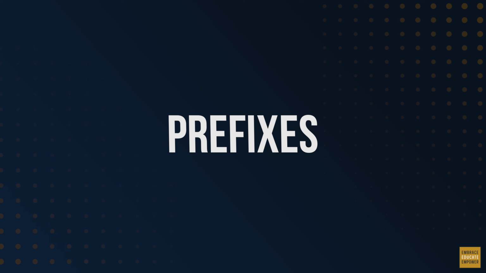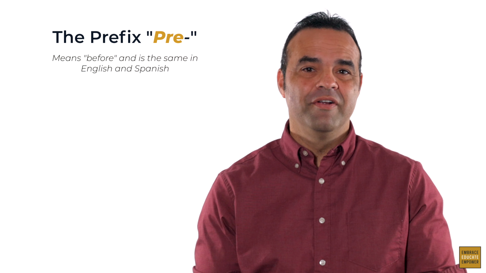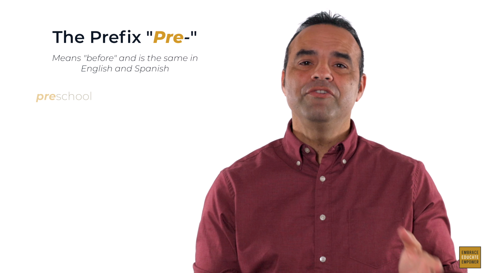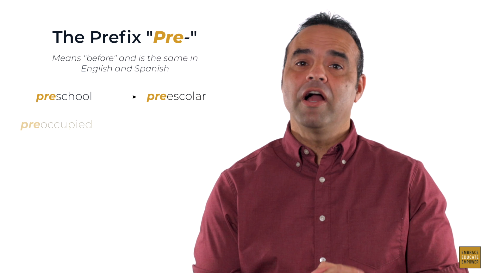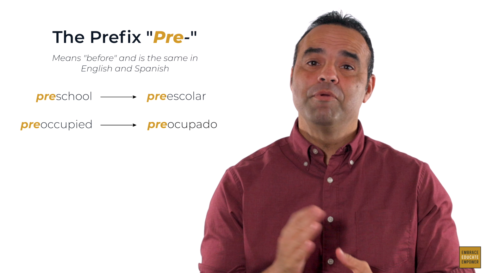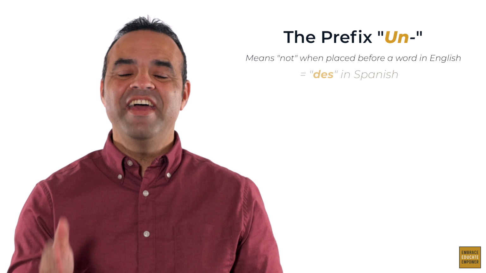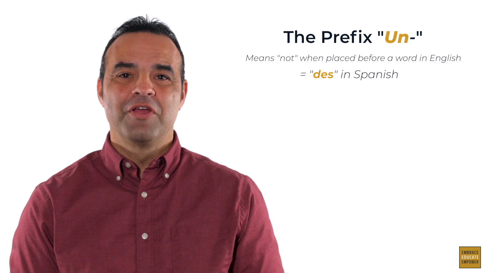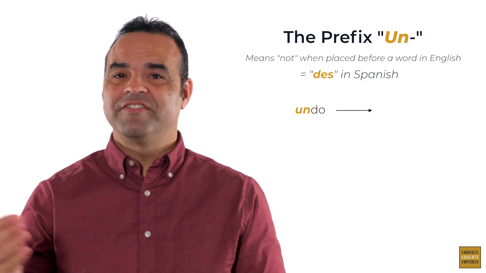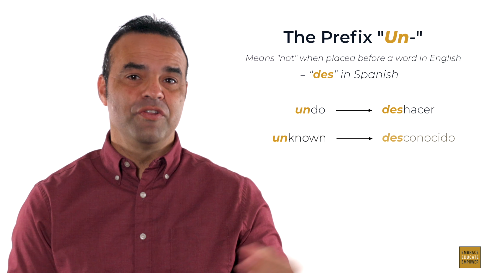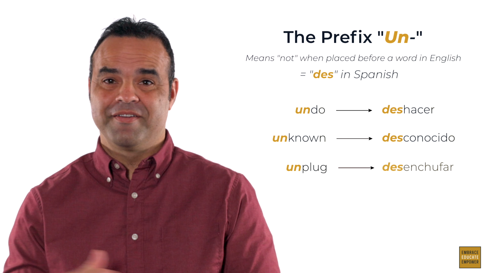Now let's take a look at some common prefixes. There are many similarities we can draw our students' attention to. The prefix pre, which suggests before, is the same in Spanish. Preschool is preescolar. Preoccupied is preocupado. And prepared is preparado. The prefix un, which means not when placed before a word, is des in Spanish. Notice the pattern. Undo is deshacer. Unknown is desconocido. And unplug is desenchufar.